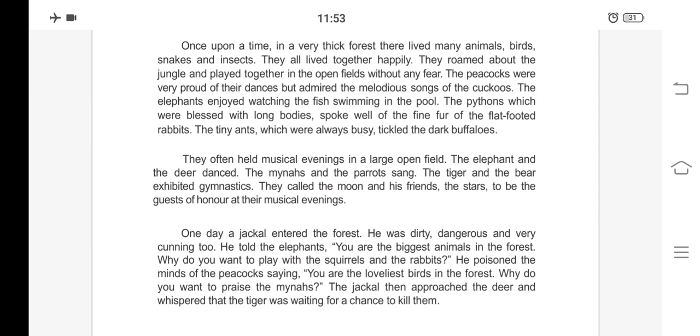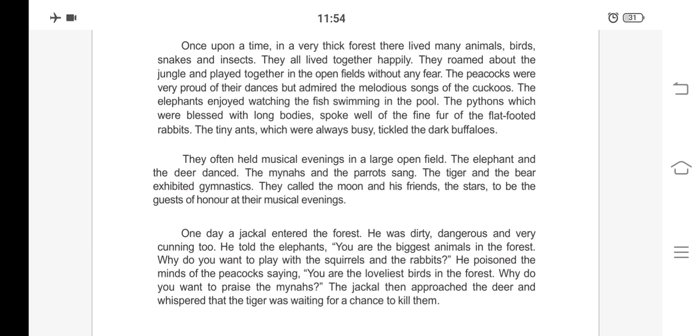The elephants enjoyed watching the fish swimming in the pool, and the elephants used to enjoy watching the fishes in the pool. The pythons, which are blessed with long bodies. Python means it is a type of snake. Snakes generally have long bodies, but spoke well of the fine fur of the flat-footed rabbits. Though the python is blessed with a long body, he used to speak well about the rabbits.